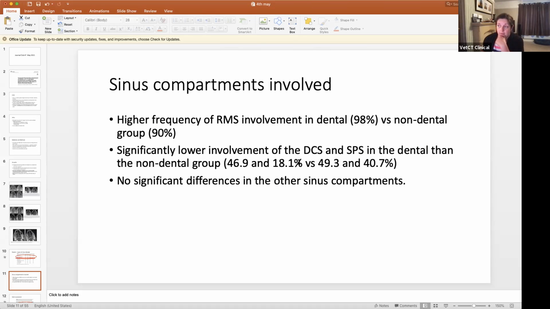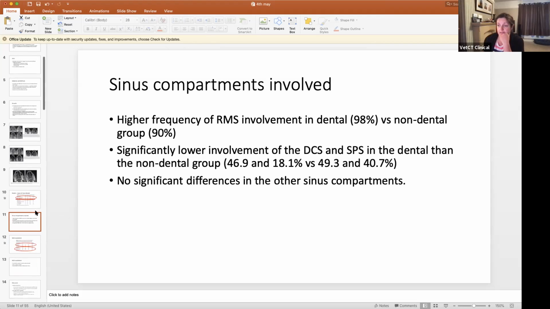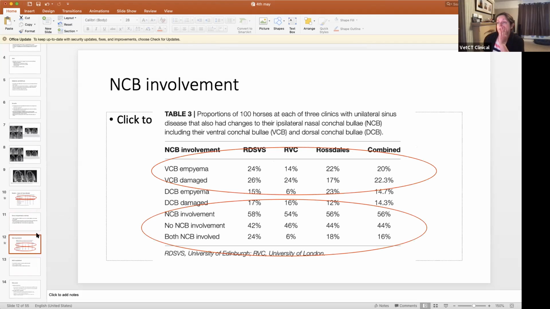And they talked about whether or not that was due to the ventral location of the teeth relative to those sinuses, and whether the pathology just doesn't extend. When they looked at nasal conchal bulla involvement, overall, about 56% of the cases with unilateral sinusitis had nasal conchal bulla involvement of some degree, so whether that be damage or empyema. So about 20% of them had empyema, about 22% of them had damage to the ventral conchal bulla.